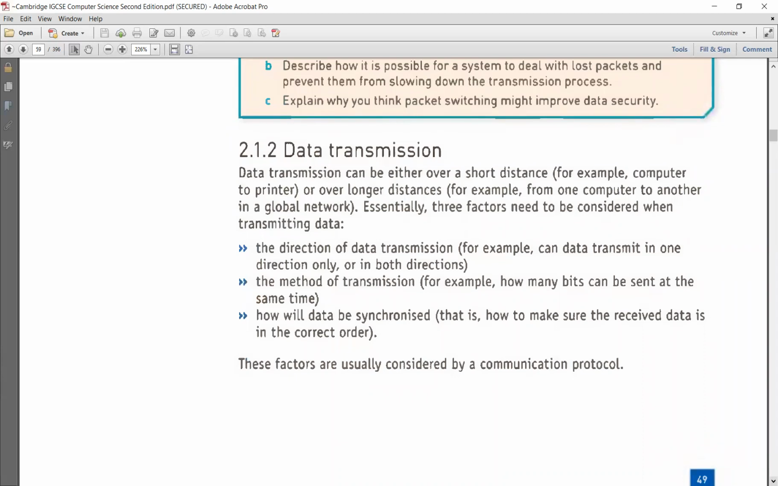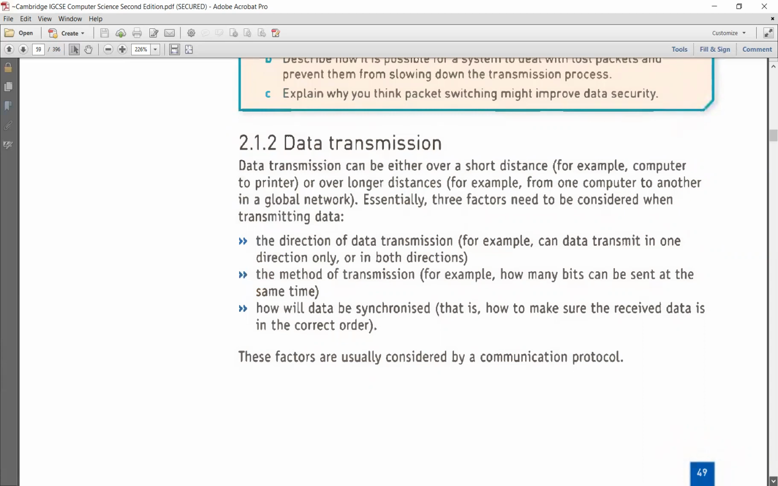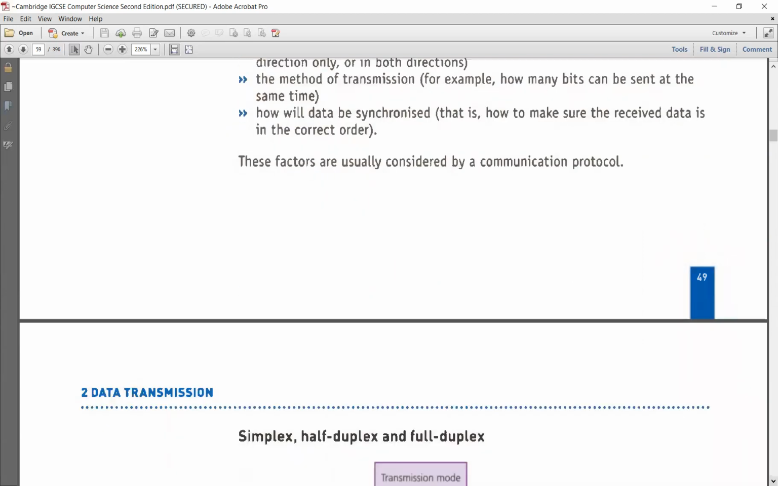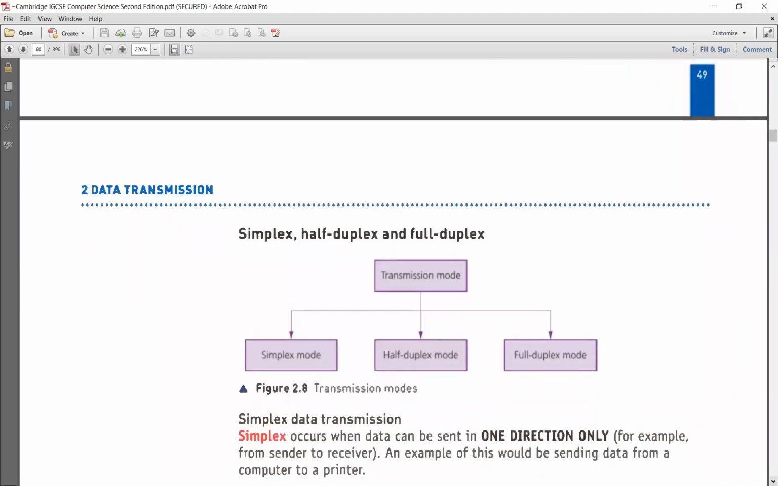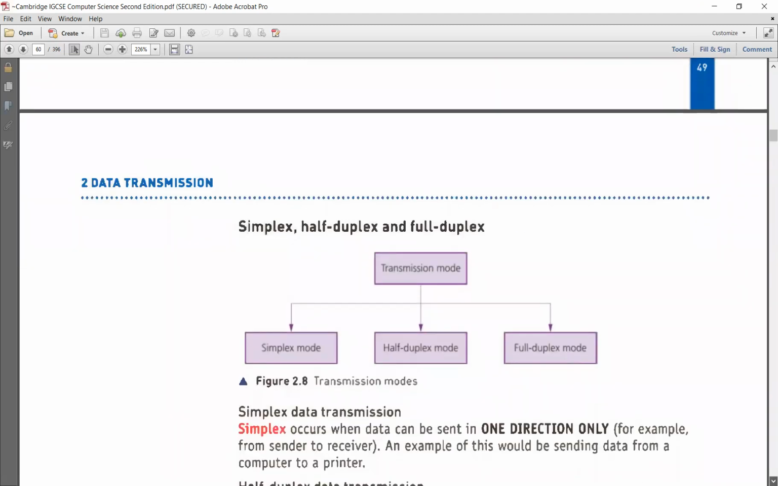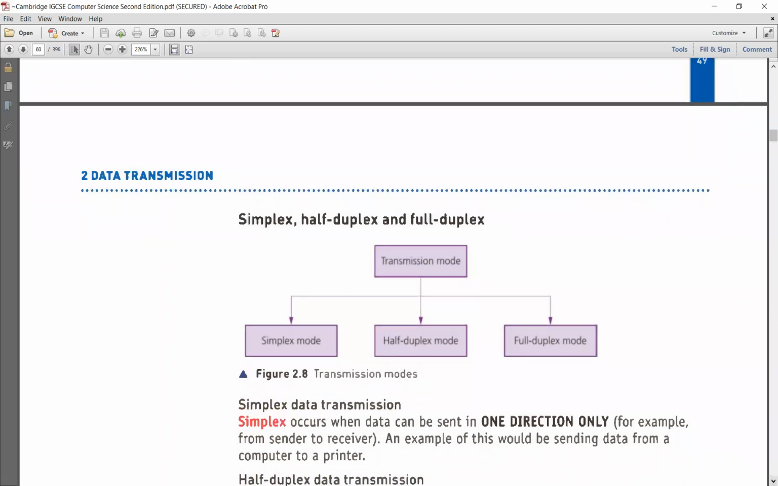Thirdly, we need to take into account synchronization, that is, how to ensure that data is received in the correct order. They will be synchronized, they will not reach out of order, and they will all reach their destination properly. Simplex is defined as 1 direction only, from sender to receiver, and the example is from a computer to a printer.